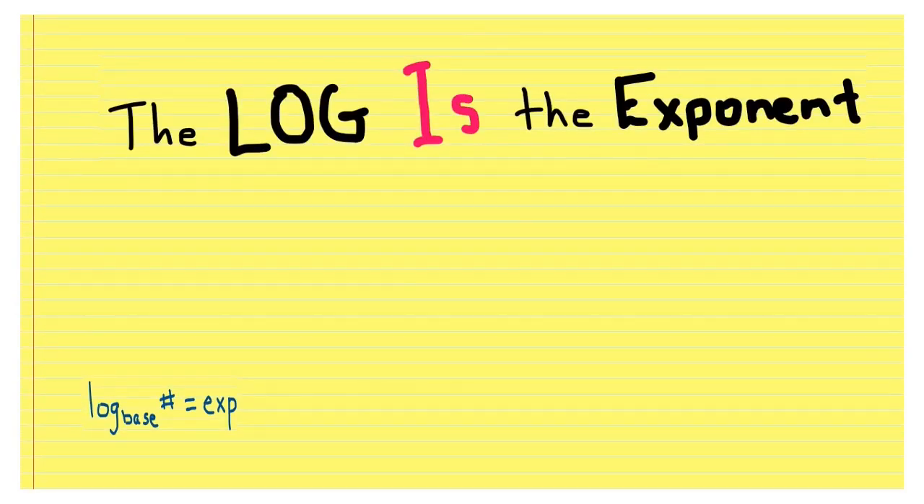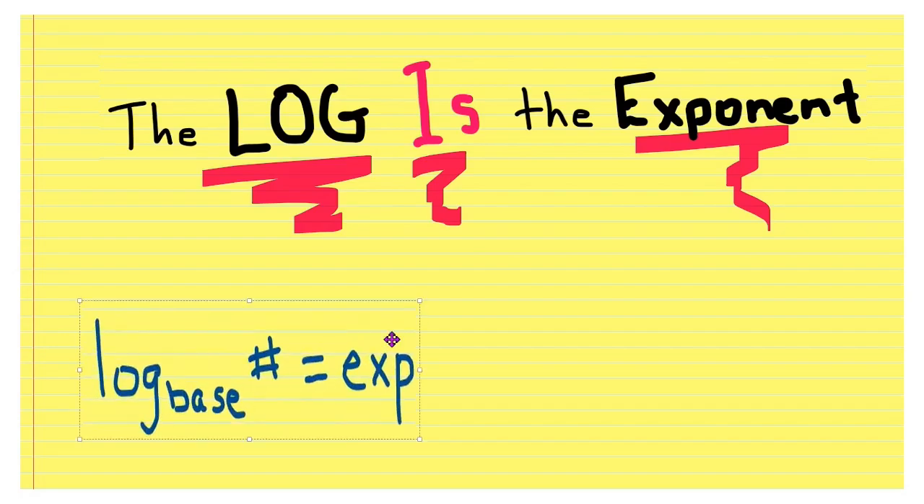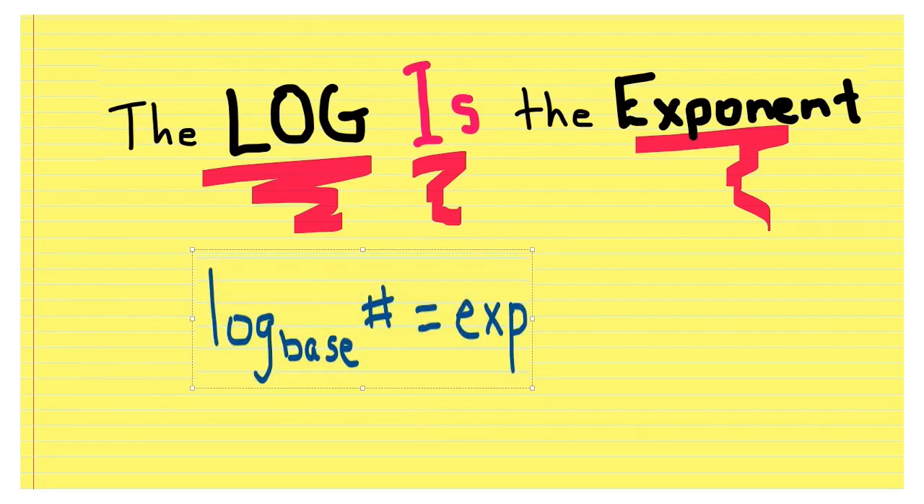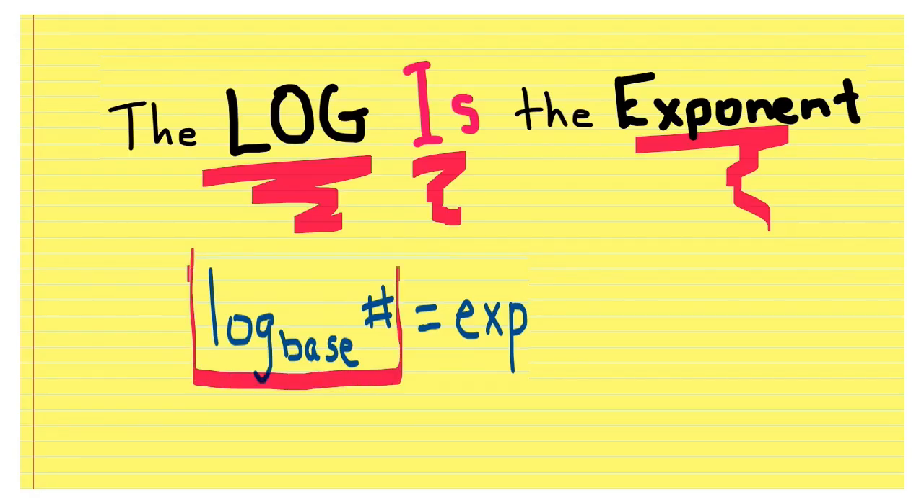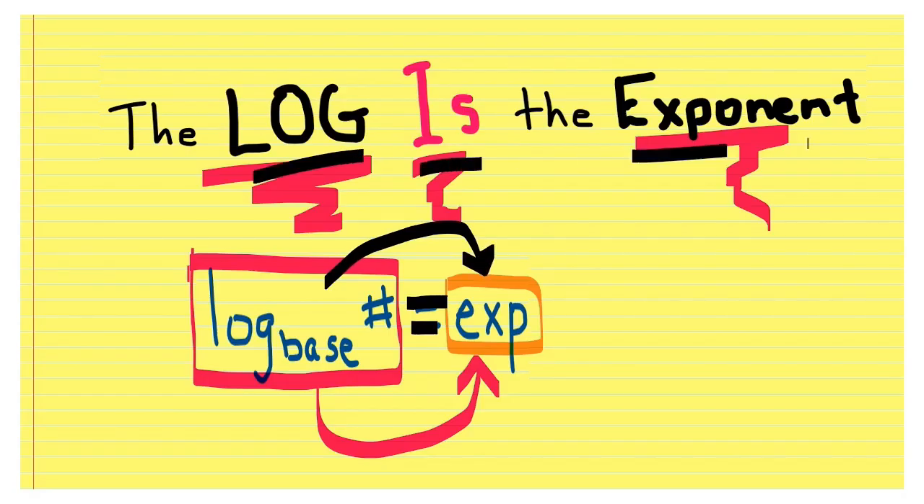Probably the most important thing that I can tell you about logarithms is the log is the exponent. So let's think about what that practically means. If this is what our basic log looks like, all of this part right here, this is the log base of some number or expression, is equal to the exponent. The exponent is on this side of the equal sign. So there's the equal sign, and my log is equal to that exponent. The log is the exponent.